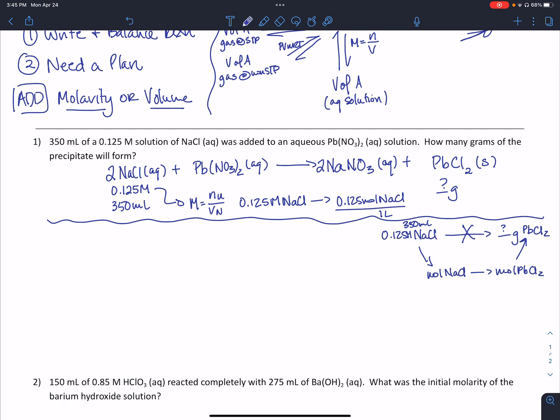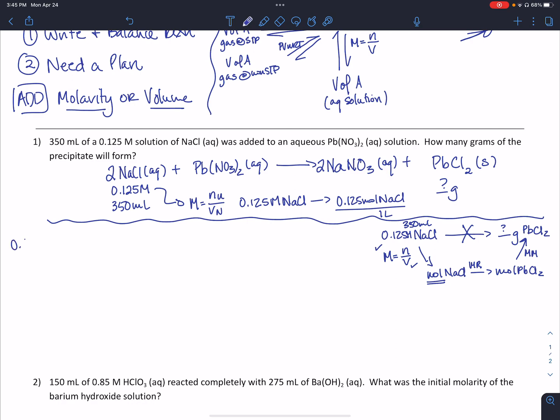The last 2 steps are familiar. This is our mole ratio step, going from moles of one substance to moles of another, and then molar mass to go from moles of PbCl2 to grams of PbCl2. The new step is this first one. I'm trying to find moles of NaCl, and I know that molarity is moles divided by volume. I've been given molarity and I've got a volume value, so I can just use the formula and solve for moles. So let's do that first.